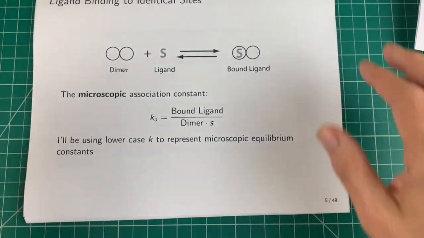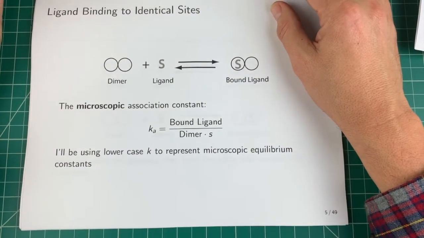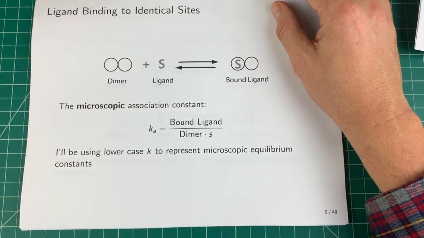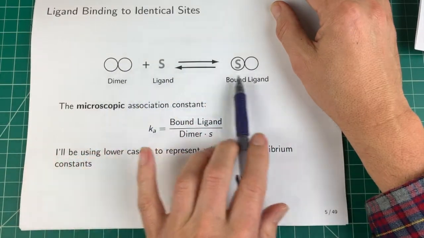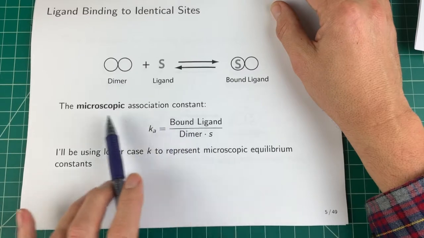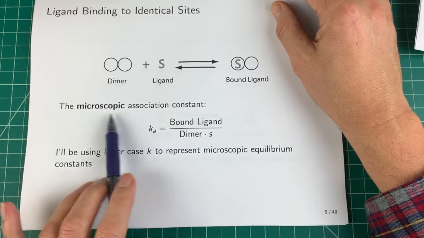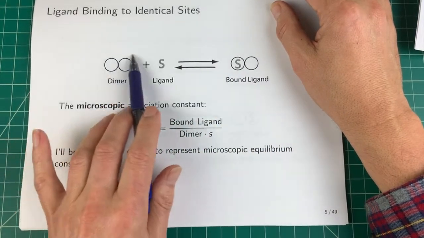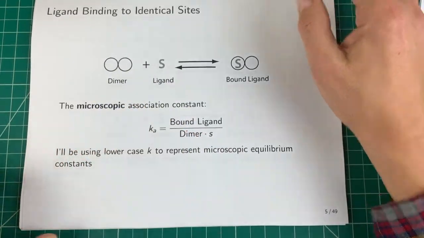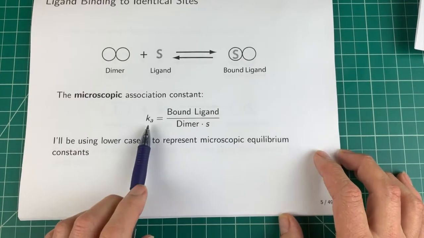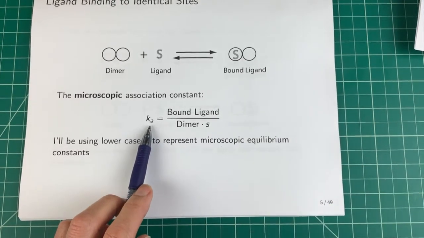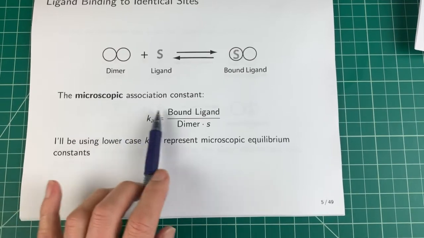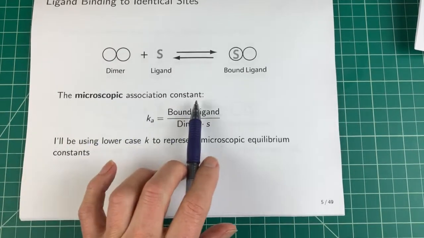Now we can define an equilibrium constant for this process. It's an association constant because we're going from dissociated to bound. And for ligand binding where we have multiple potential sites, I'm going to call the association constant the microscopic association constant. That'll become clear shortly. I'll define it as the concentration of bound ligand, this one, divided by the concentration of free dimer times free substrate. So this is where I'm using lowercase k. So whenever you see a lowercase k, you know I'm referring to a microscopic association constant. And I know you're wondering why I'm calling it that. Well, I'll show you in a minute. So this is called the microscopic association constant.